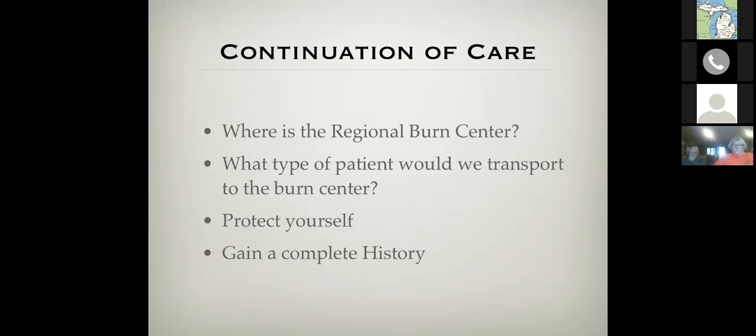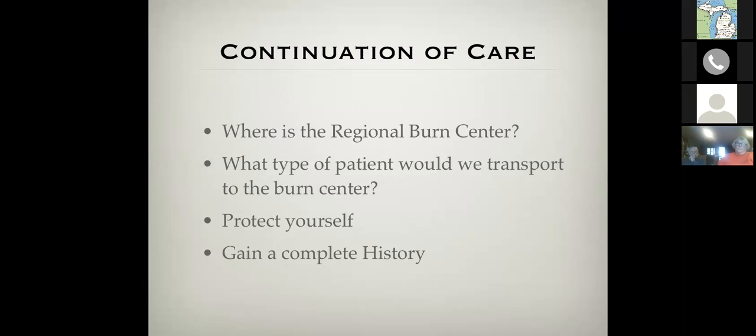So ultimately, kind of going throughout this whole entire thing, hopefully you're taking away, maybe thinking to yourselves, where is our regional burn center? Because a lot of times we don't take care of a lot of burn patients. It's not a very common call that we run in the pre-hospital setting. And then also in the future, kind of talking, what type of patients would we transport to the burn center? Keeping that in mind. And finally, in protecting yourself, scene safety, scene safety, scene safety.